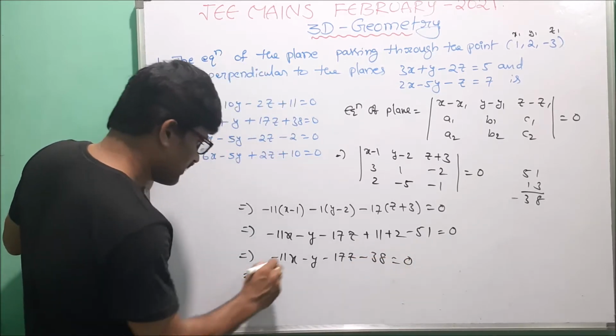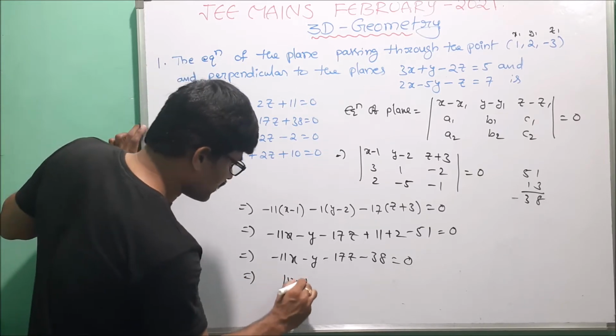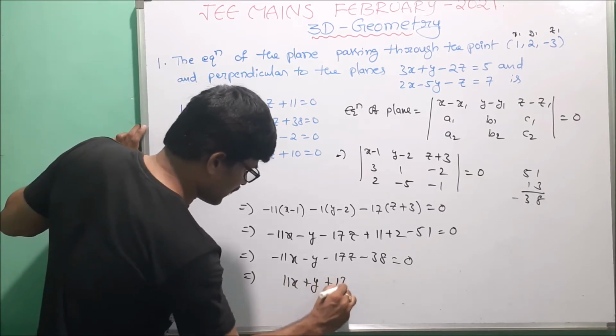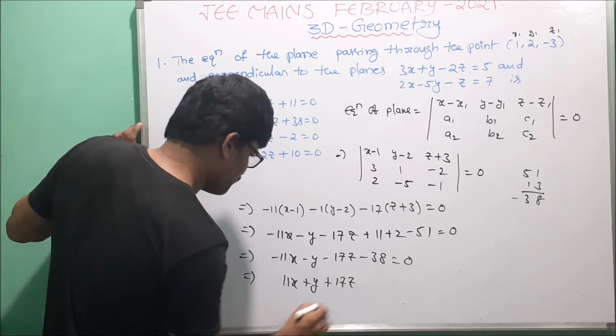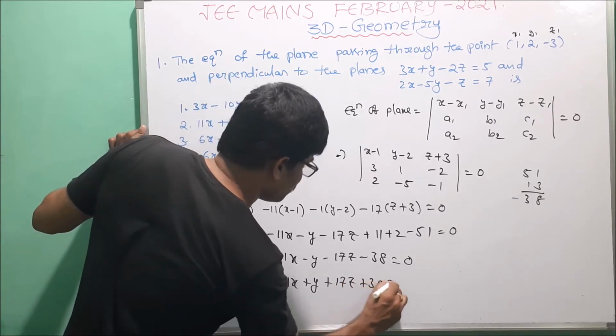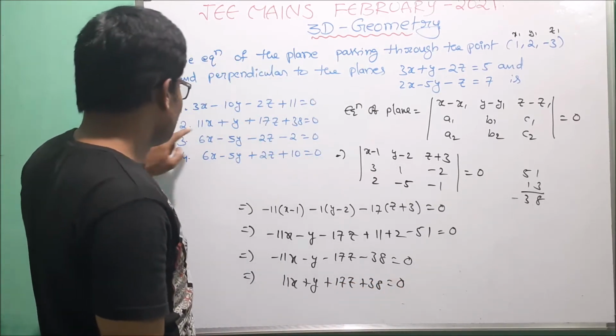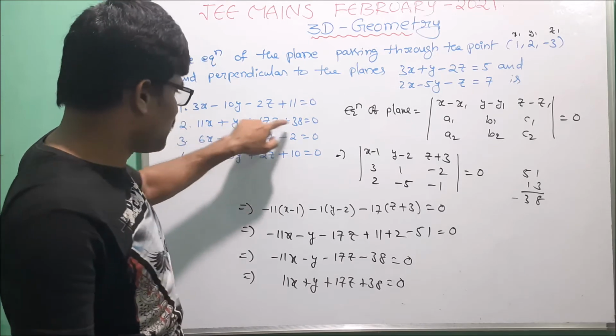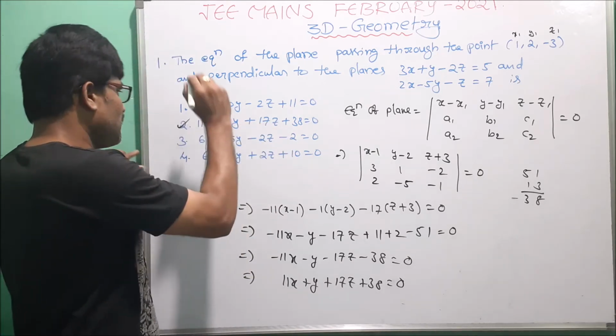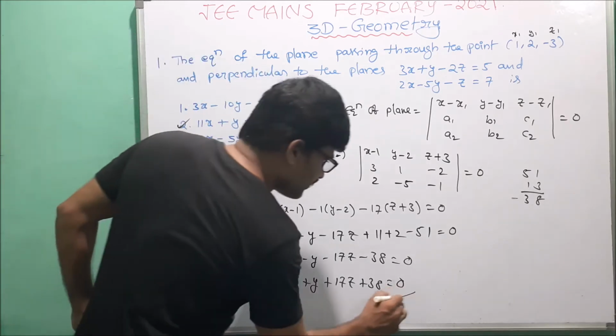Now multiplying by -1, we get 11x + y + 17z + 38 = 0. In the options, 11x + y + 17z + 38 = 0 matches, so the second option is the correct answer. So this is the solution.